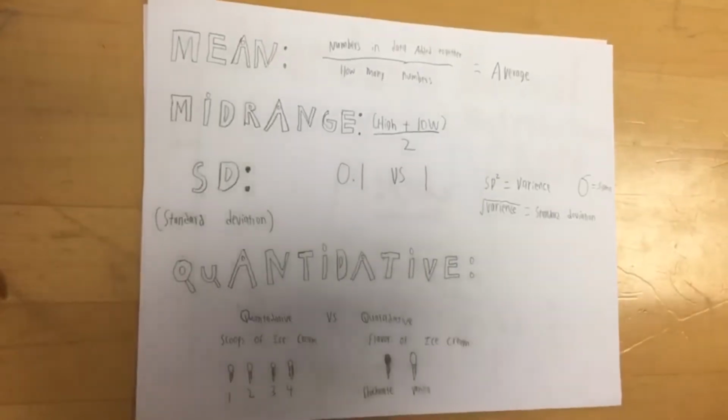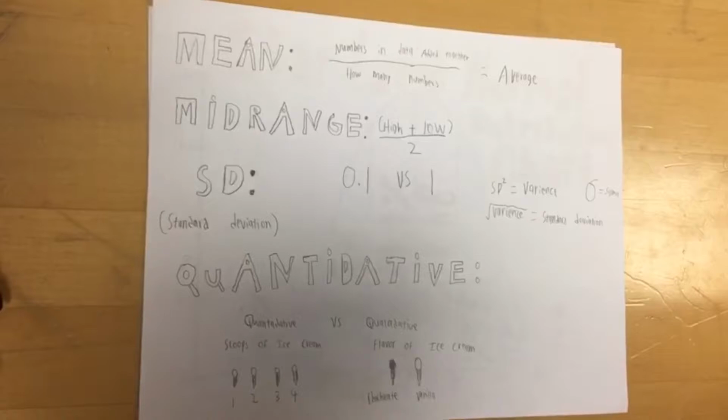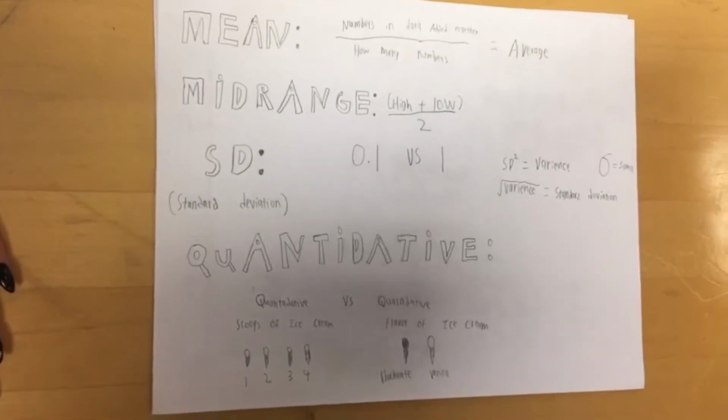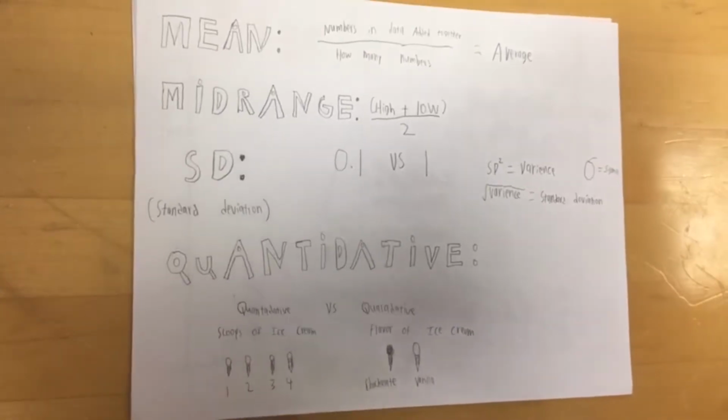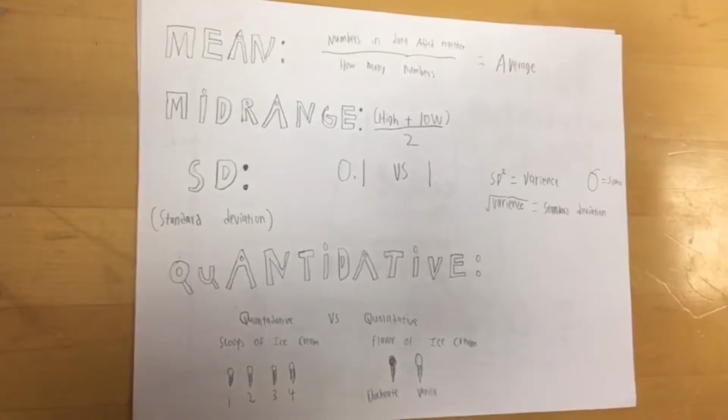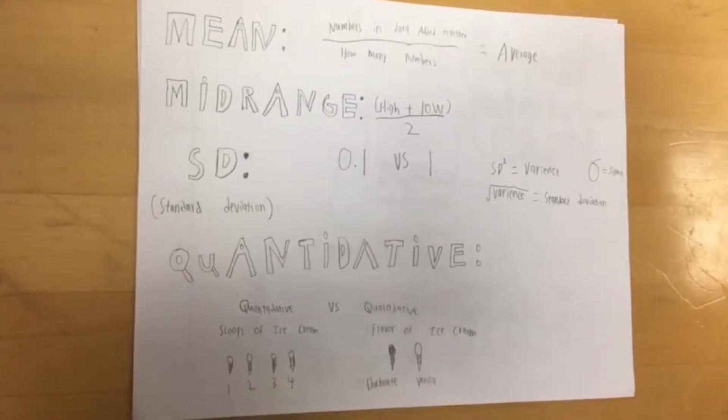Mean is found by adding the numbers in the data together over how many numbers there are, and that's usually used to calculate the average. Mid-range divides the range by 2 to find a type of average. It is also considered a measure of central tendency, and the only downside is it is an unweighted average.